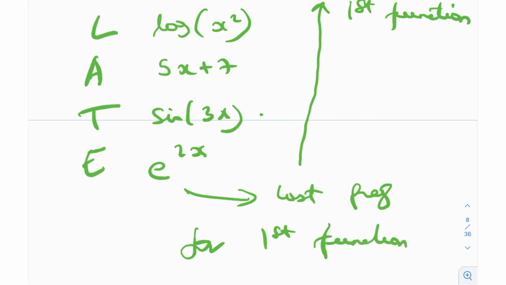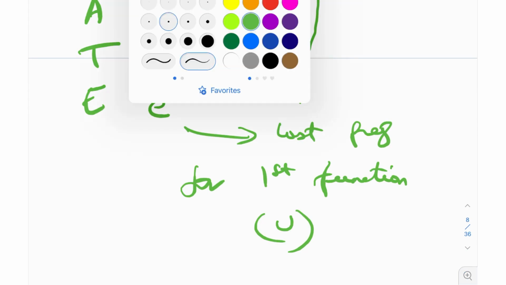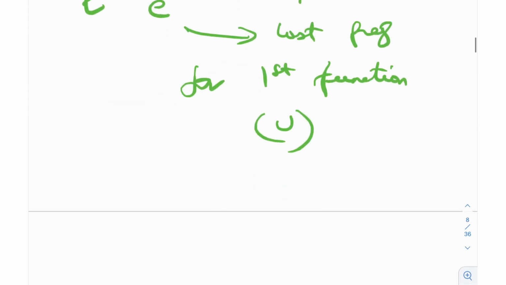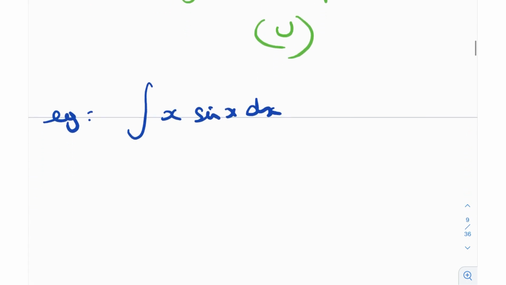What was that called? U, right? U is the first function. So let's analyze this with the help of an example. Find the integral of x times sine x dx, right? I hope this works. I haven't checked it out yet, but I just hope this works.